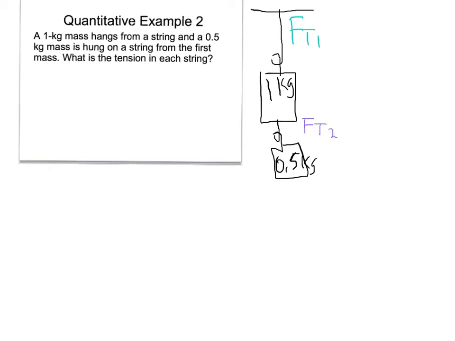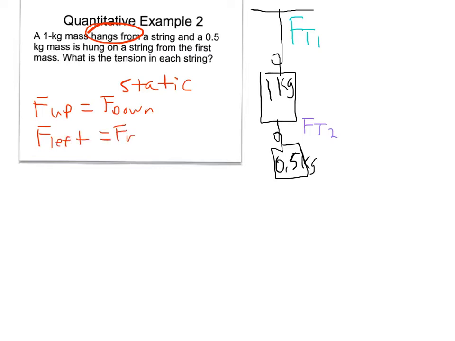These objects are both hanging, which is a key word to let us know they're not falling or moving upward, and therefore these objects are both static. Okay? Because of static equilibrium, I know a couple things. My up forces in each situation will equal my down forces. My left forces will equal my right forces in magnitude. Okay, so we're ultimately looking at the tension in each string.